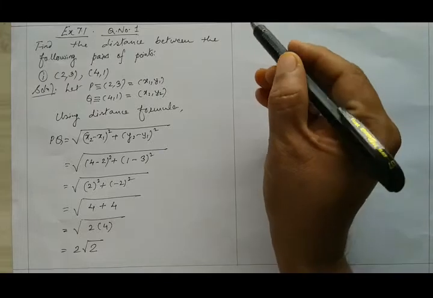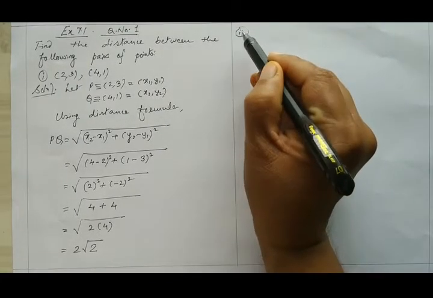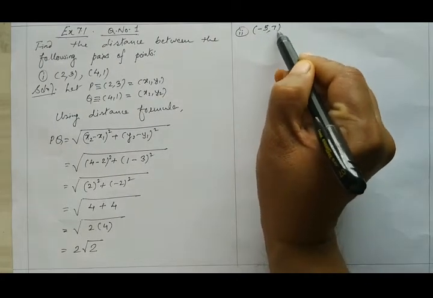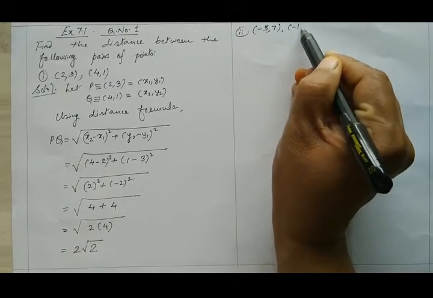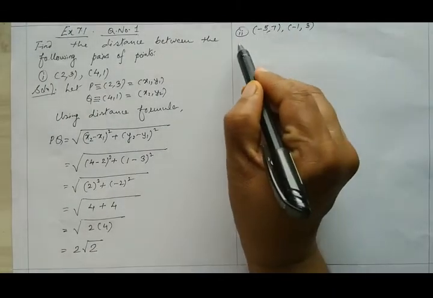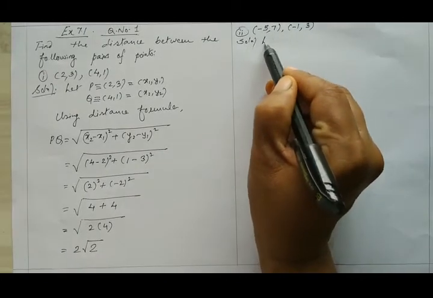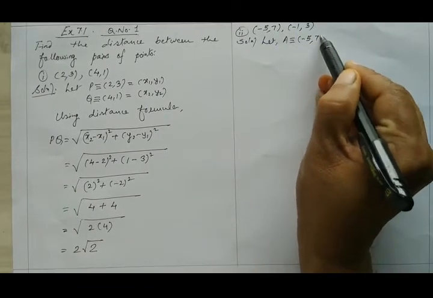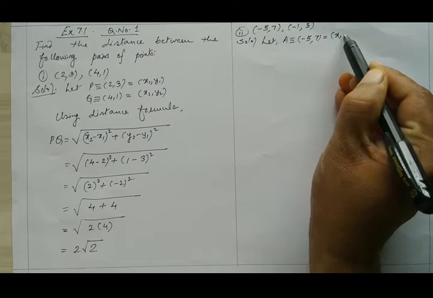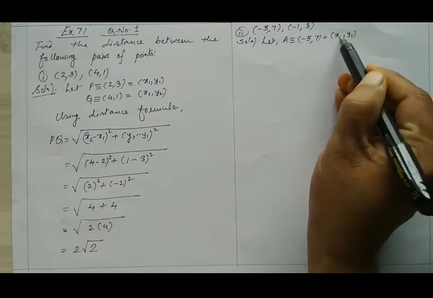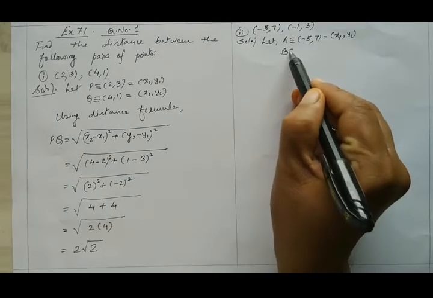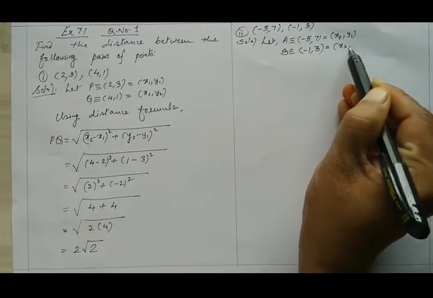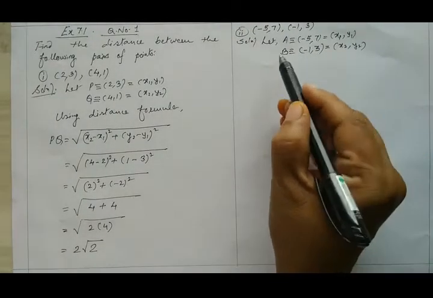Similarly, let us see now one more example. See the second one. The points are minus 5 comma 7 and minus 1 comma 3. See the solution. Let A be minus 5 comma 7, so this is x1 comma y1, and B is minus 1 comma 3, that is x2 comma y2.